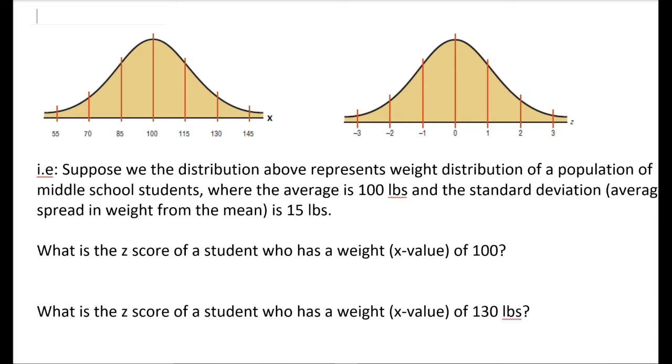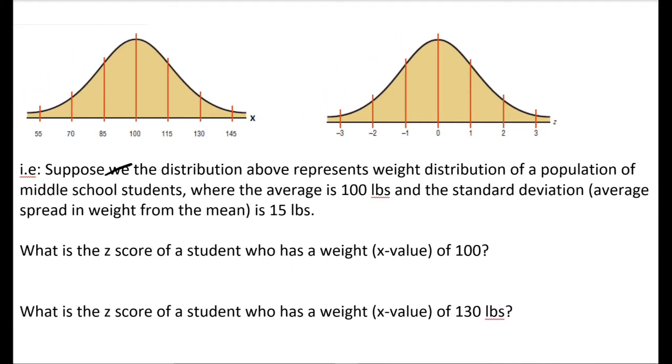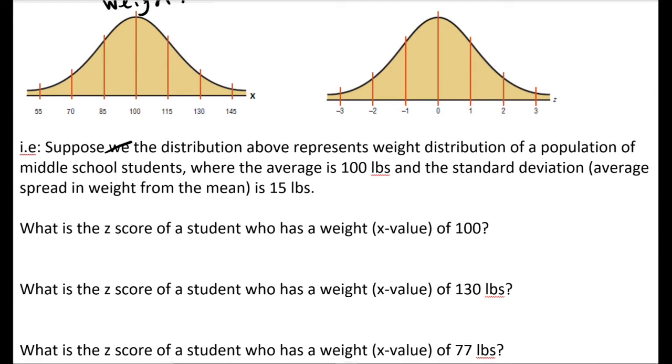So suppose that the distribution above represents the weight distribution of a population of middle school students, where the average is 100 pounds, and the standard deviation, which is the spread in the weight from the mean, is 15 pounds. What is the z-score of a student who has a weight or x value of 100?